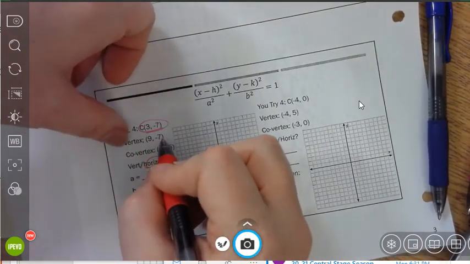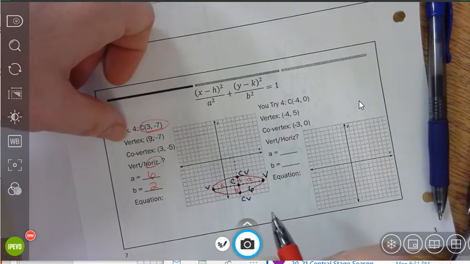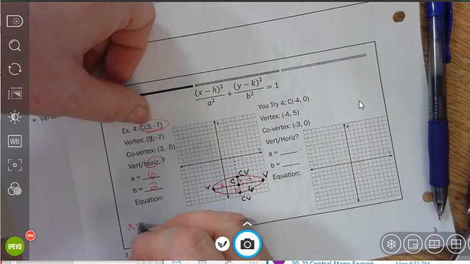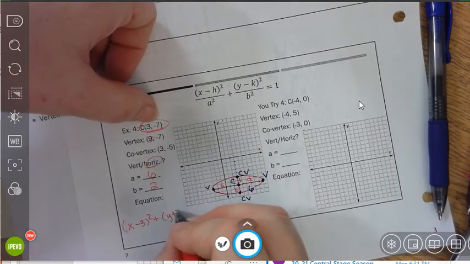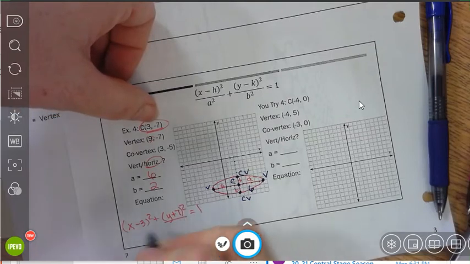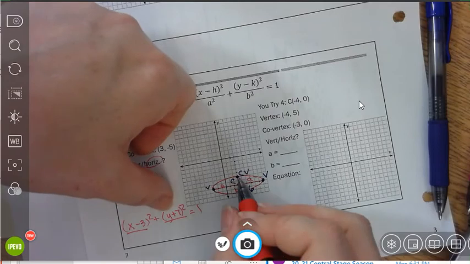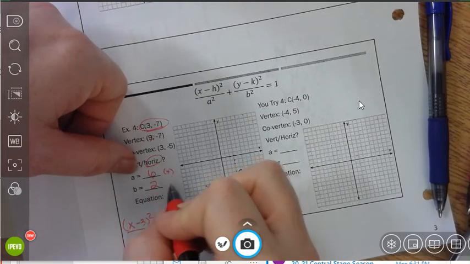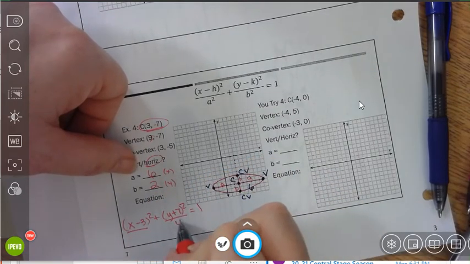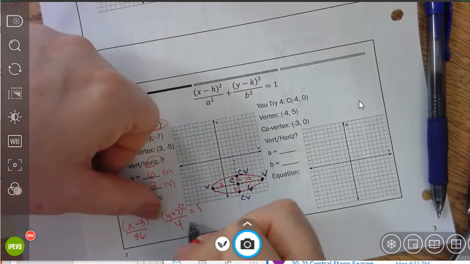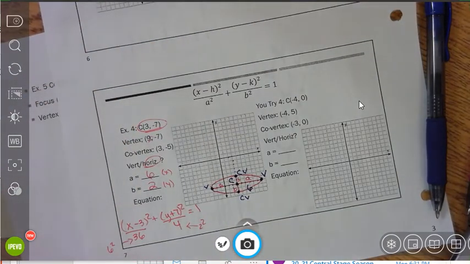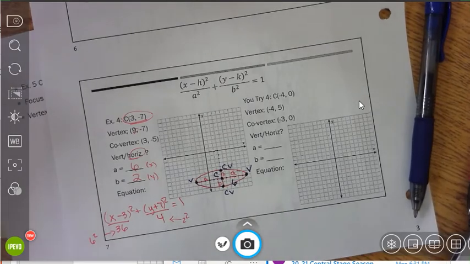So we're going to use the center. Be careful. Don't use your vertex, okay? Those are on the ellipse itself. You want the center. So we have x minus 3 squared plus y minus a negative 7, which makes a plus 7 squared, equals 1. And then we have to figure out what goes underneath them. Well, in a y direction, we had 2. So A was my x direction. This was my y direction. So this is the 4, and that's 36. So I had to take 2 squared, and I had to take 6 squared. Just so you know where those are coming from. And if you need to take an extra step to write them down, you can.